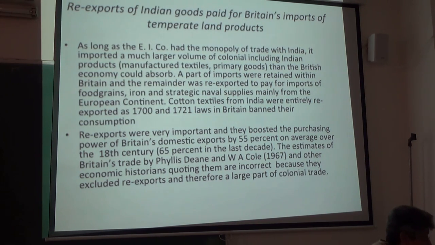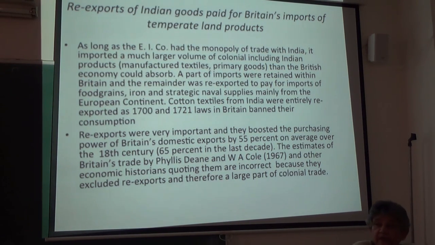Now the whole question of re-exports of Indian goods, which paid for Britain's imports of temperate land products. So what is happening in the late 19th to 20th century, which Saul and Dicek were talking about, is that India's export surplus earnings are paying for Britain's deficits. Now this was not a new thing. It was there right from 1765 onwards. But the mechanism of the transfer was different earlier compared to later.